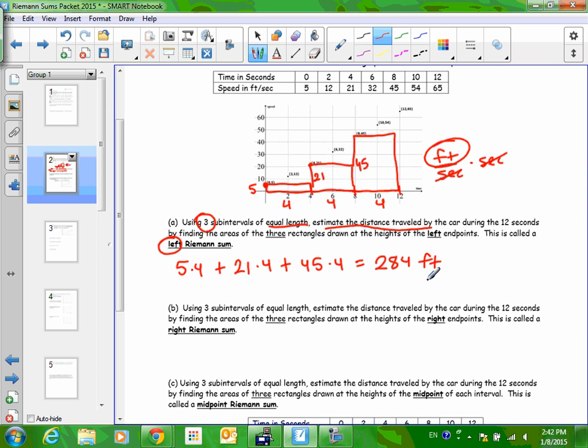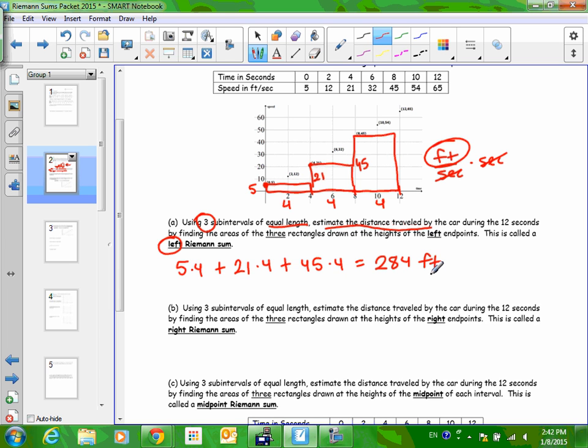And that's a Riemann sum. This right here is an estimate for how far this car traveled. Now, overall, do you think this is a good estimate? Or do you think it's too big or too little? Too small. Do you think it's too small? Why?